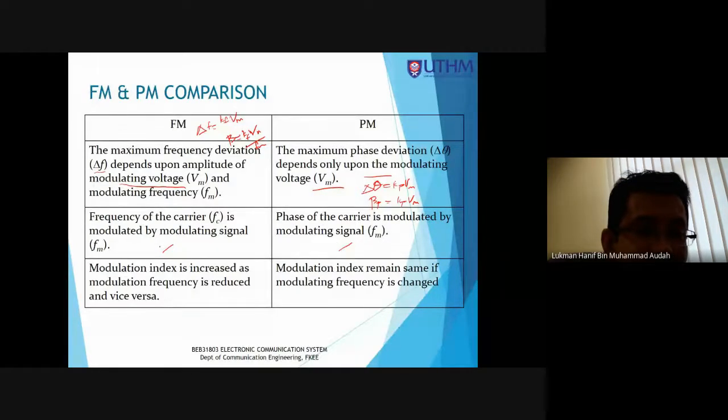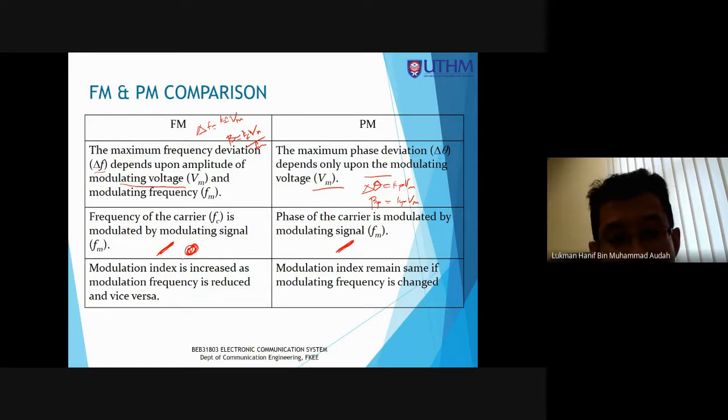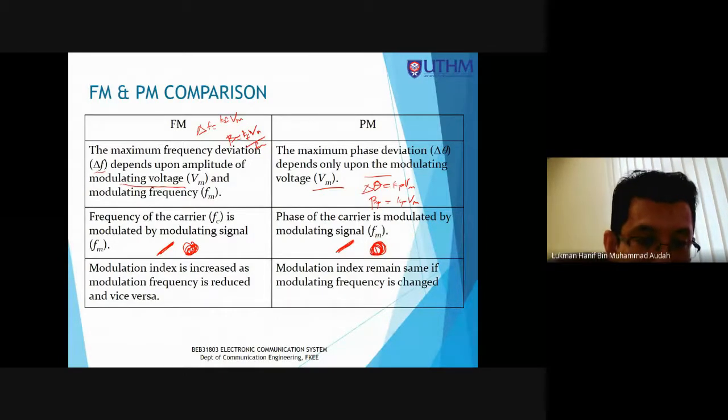Okay, so dalam FM kita melakukan perubahan frekuensi secara langsung. Dalam PM kita melakukan perubahan fasa secara langsung. Secara tak langsung kita melakukan sebaliknya. Okay, tadi kalau dalam FM, secara tak langsung kita sebenarnya melakukan proses PM. Di sini secara tak langsung kita melakukan proses FM.